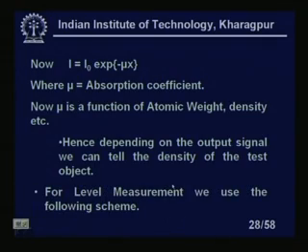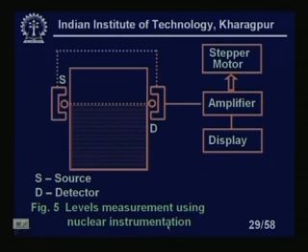For level measurement, we use the following scheme. This is a scheme of the level measurement. So, we have a source, you see here, and we have a detector here. This is level measurement using nuclear instrumentation. I have a liquid here. So, how does it work? Let us look at it.